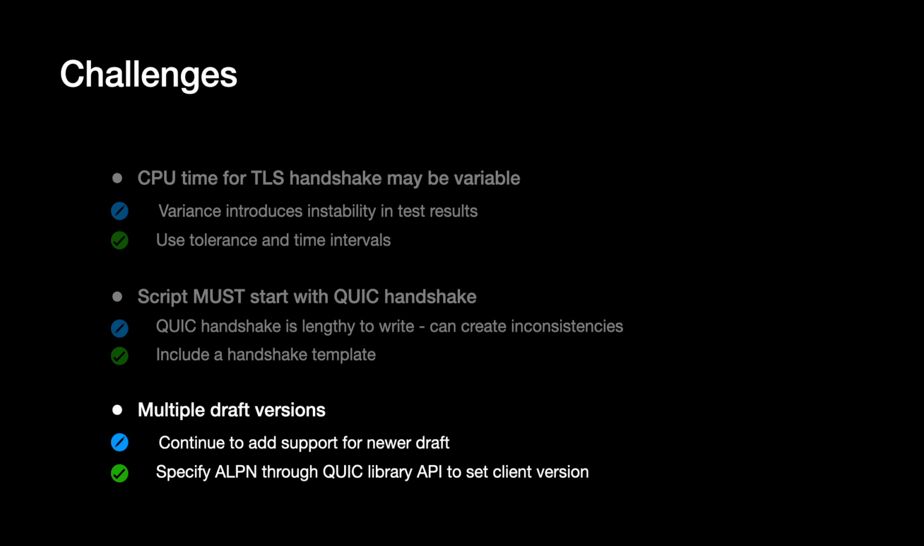Finally, as QUIC is still an evolving draft, it requires us to update packetdrill on a regular basis to the newest draft. As we support multiple draft versions in our QUIC library inside packetdrill, we simply call the QUIC library's Connect API with a specific ALPN. This automatically sets the client version and no change is required in packetdrill.